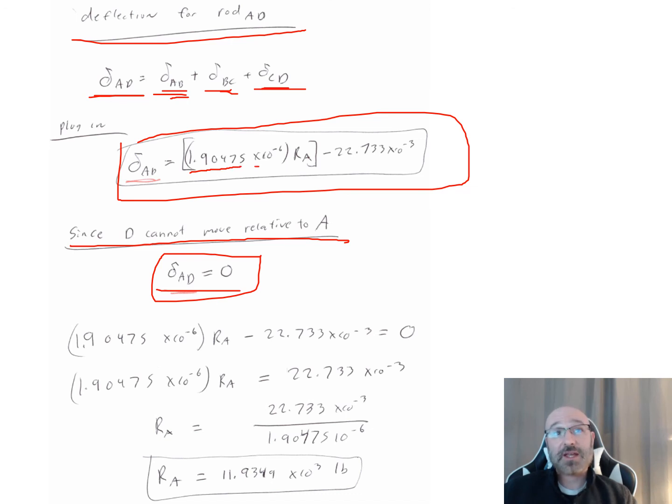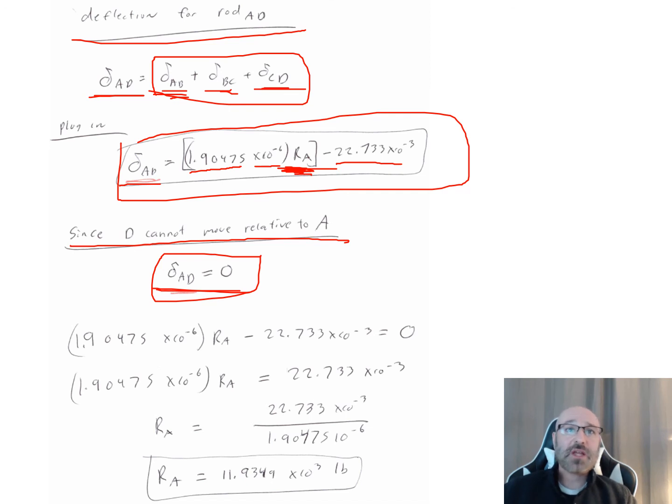1.90475 times 10 to the negative 6 RA minus 22.733 times 10 to the negative 3rd. When we add all these together, that's equal to delta AD, which is equal to 0. So we can set that equal to 0. Therefore, now we only have one unknown. Our only unknown is our RA.